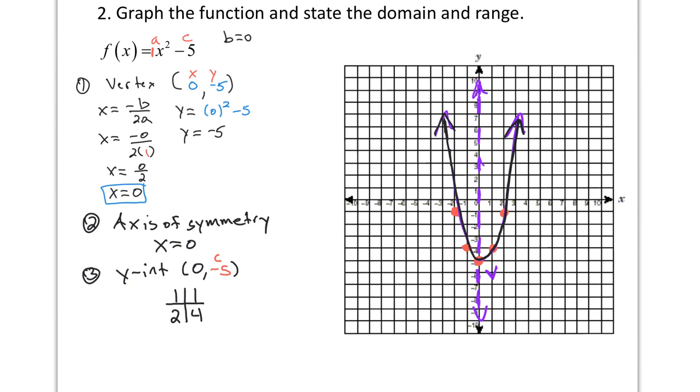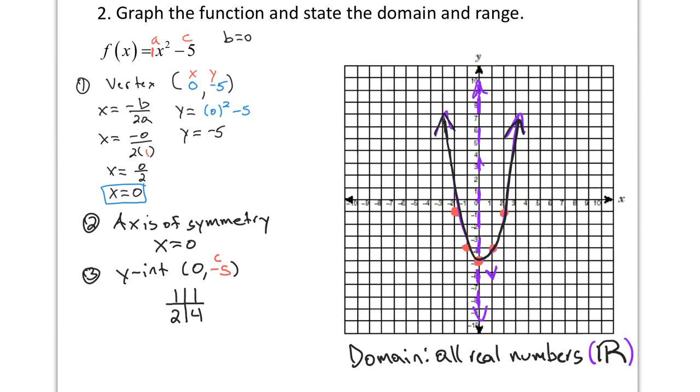So for your domain, you guys are going to write domain: all real numbers. Now there's a symbol that we can use, which is kind of like an R. You make two vertical lines parallel, and then you start making an R. This symbol means all real numbers. Can you guys use the symbol in my class? Yes, you can. So that is my domain.